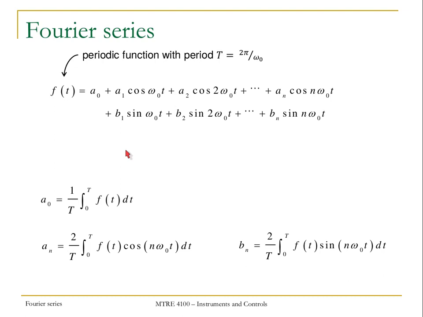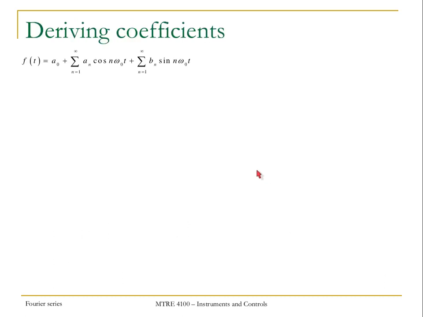The Fourier series has coefficients given by these equations, these integrals. So a0 we can find from this integral. The an coefficients are given here, and then the bn coefficients are given in this equation. So we could write this as an infinite summation according to this equation. So how do we get those coefficients? We're going to look at where those equations for finding the coefficients came from.